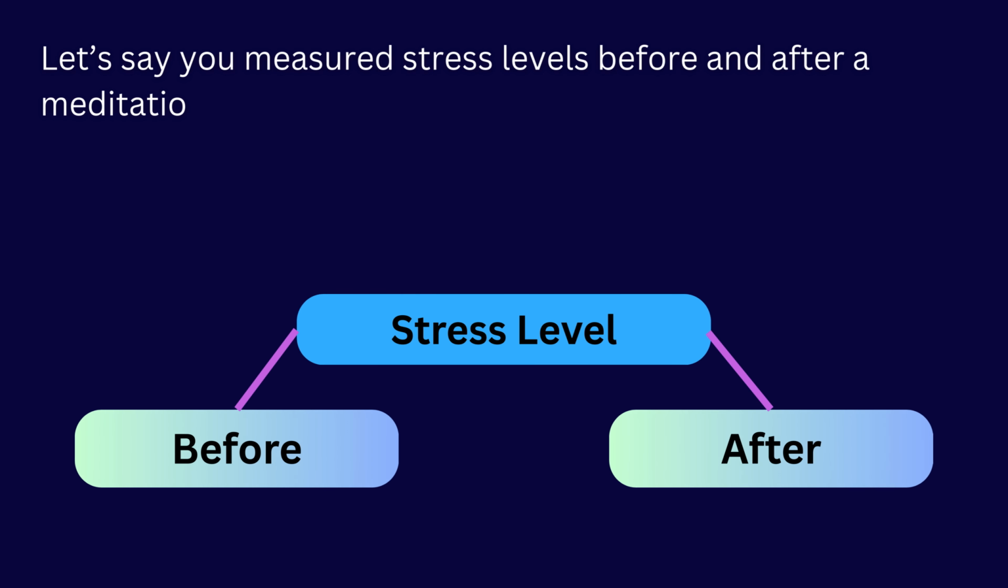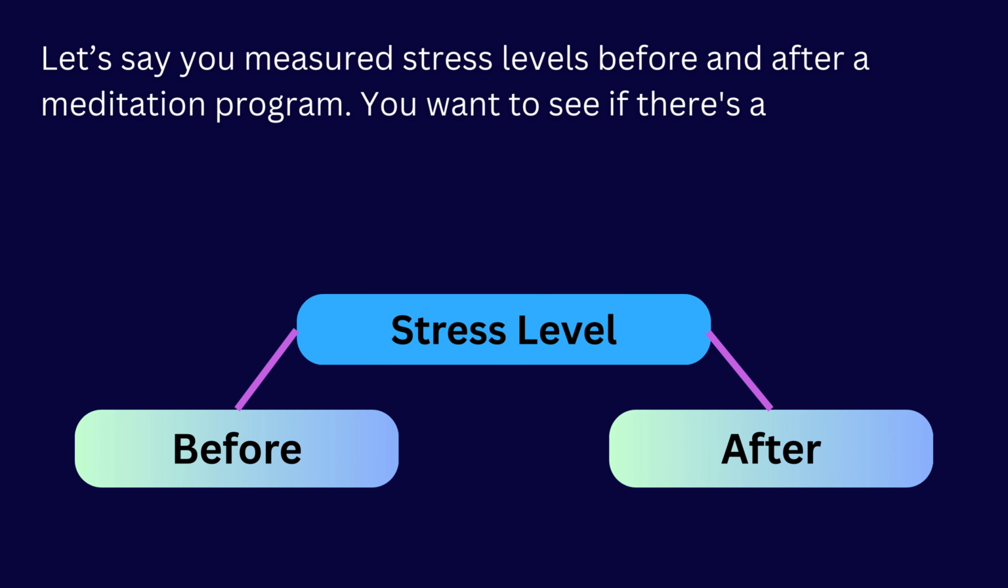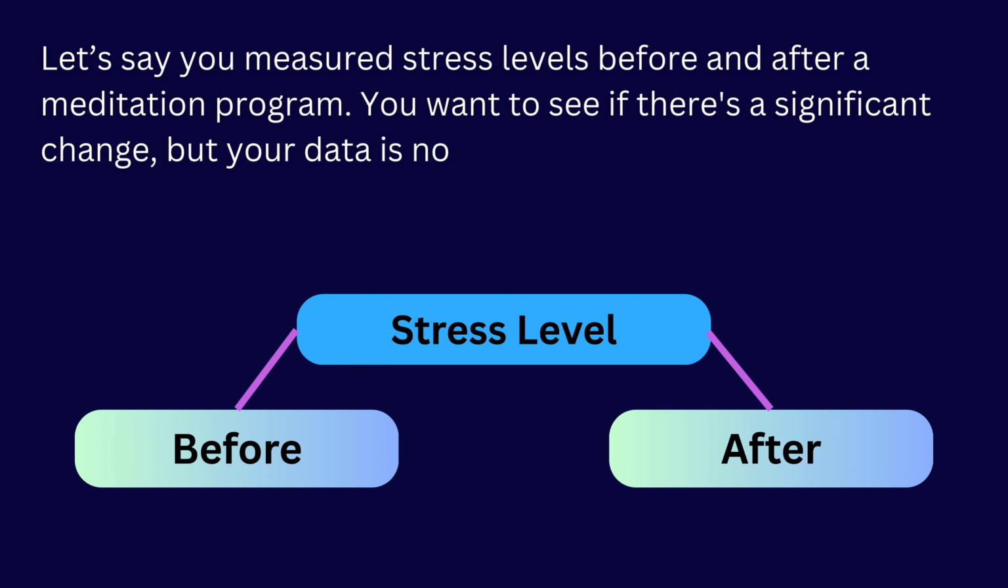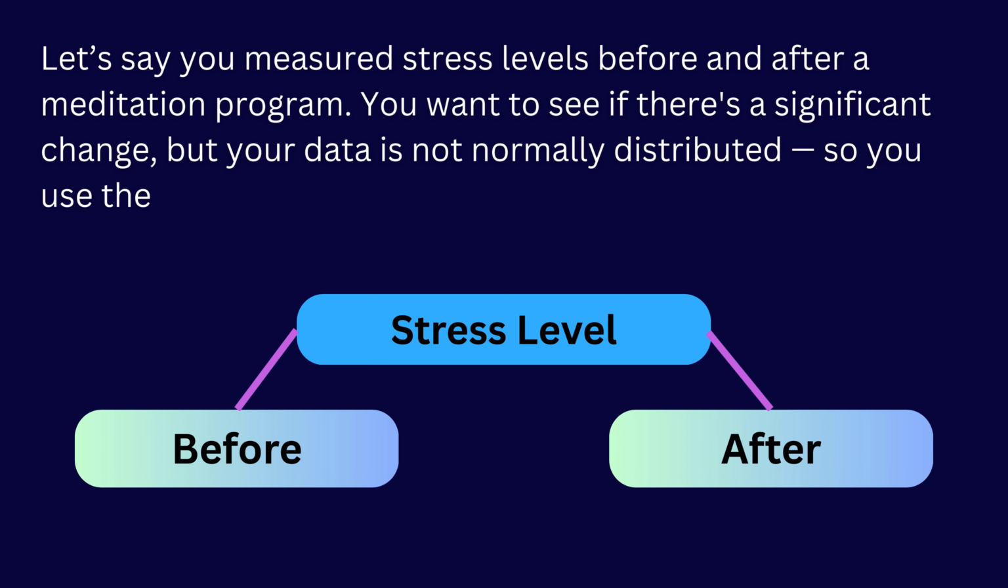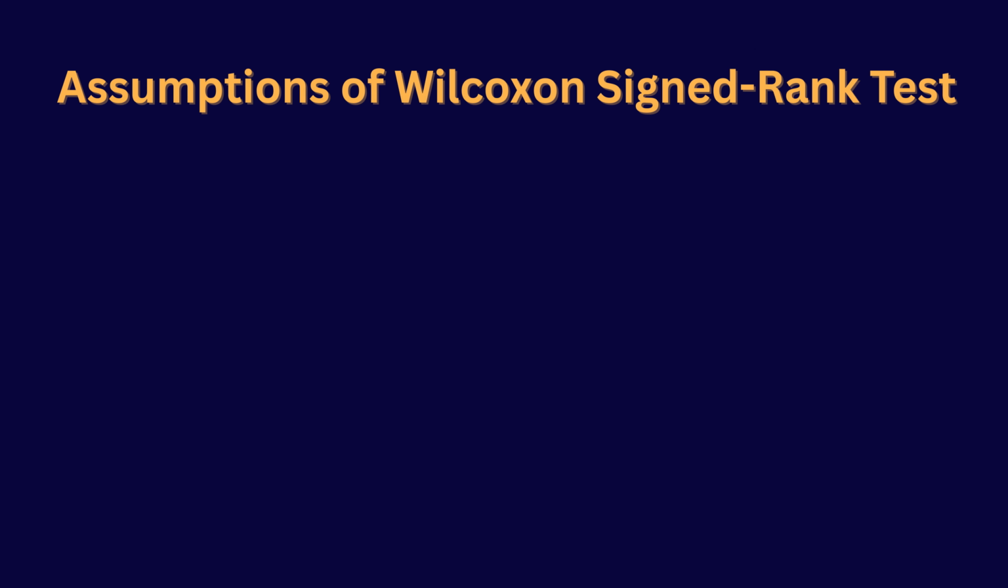Let's say you measured stress level before and after a meditation program. You want to see if there is a significant change but your data is not normally distributed. So you use the Wilcoxon Signed Rank Test. Before you run the test, let's look at its assumptions.